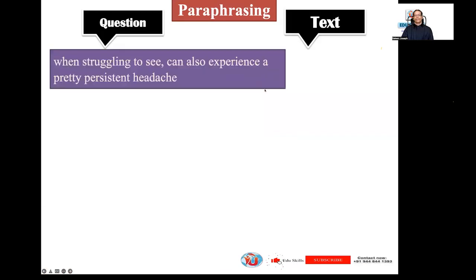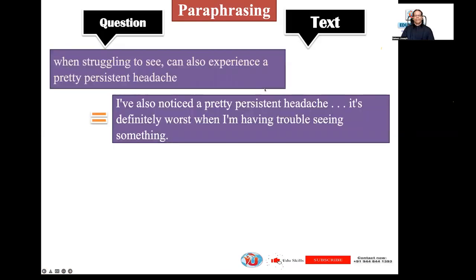Paraphrasing, the next one. See, the question says, when struggling to see, can also experience a pretty persistent headache. But the audio text says, I have also noticed a pretty persistent headache. It's definitely worst when I am having trouble seeing something. When struggling to see. So same thing being paraphrased.